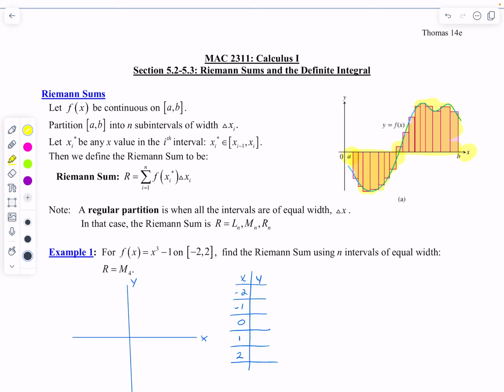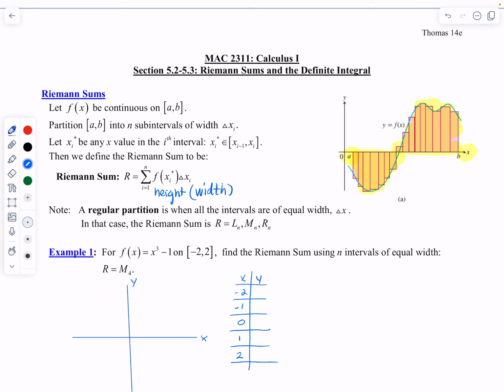Then we define the Riemann sum to be the summation from i equals 1 to n of f of x sub i times delta x. So again, we're multiplying the length times the width, or the height. F of x will give me the height of each rectangular region, and then we're taking it and multiplying it by the width. Okay? So we're not doing anything new there, but notice it's not calling it area. It's calling it Riemann sums.